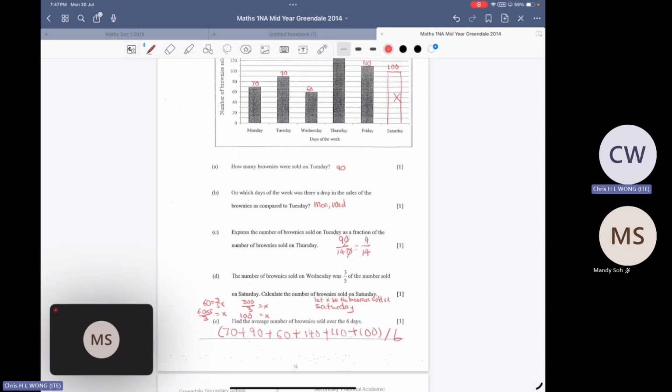Would you want to tell me the answer? Can you divide? 95. Okay, calculate, 95. So the rest, please check, equal 95. I leave it to you to check, okay? Easy, right? How many marks are there? 1, 2, 3, 4, 5. 5 marks. So very easy, really.